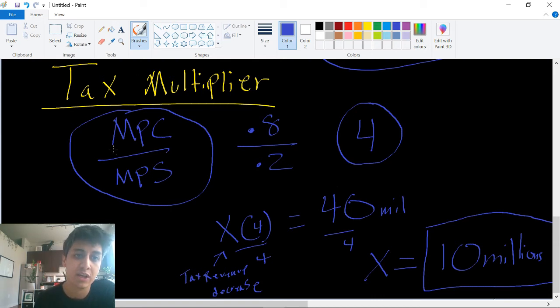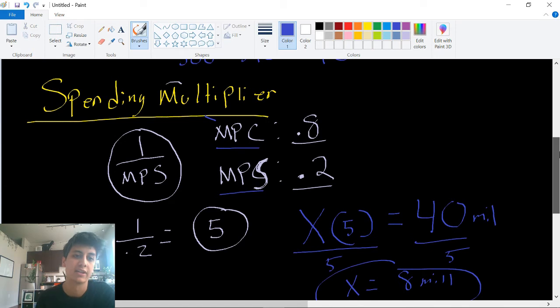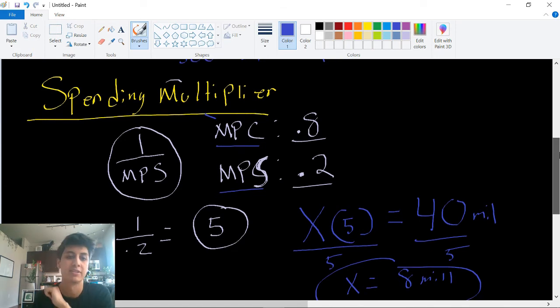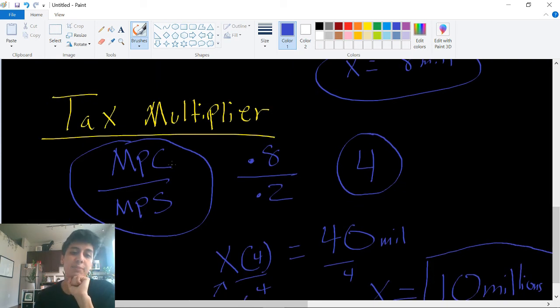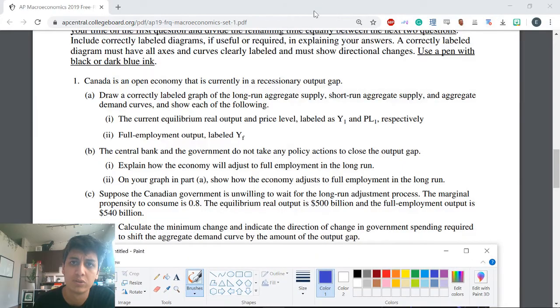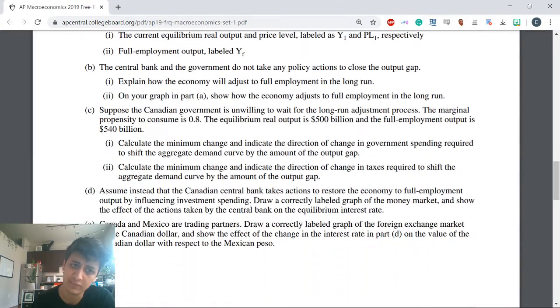So these are the two big ones you need to know, the tax multiplier and the spending multiplier, right? 1 divided by the marginal propensity to save is going to give you the spending multiplier. And then the consumption divided by saving, that's going to give you the tax multiplier. I think there might be 2 more. There are 2 more. This is a pretty hefty problem. Now we still got D and E.